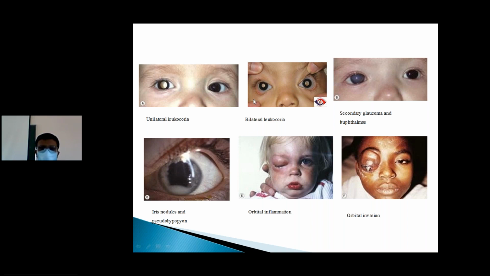And all the different types of presentation of retinoblastoma. The most common is leukocoria or whitish reflex in the pupillary area. This is the whitish reflex in the pupillary area. This is the secondary glaucoma. This is pseudohypopyon. This is orbital cellulitis. These are the various types of presentation. Other presentation is squint. 20% of the cases present with squint and nystagmus.